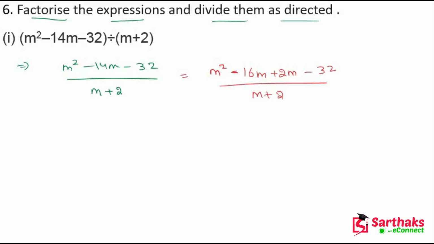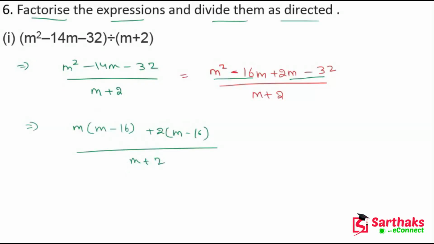Okay, yes. Now we have 4 terms, so we are making the grouping. First of all, we have to take the common from these 2 terms, and we have to take the common from these 2 terms. So here we are taking m as a common, so we get m minus 16. Here we are taking plus 2 as a common, we get m minus 16. Okay, understand? So we get m plus 2. Now we have again 2 terms, so we can take m minus 16 as a common, and we get m plus 2, and the result is m plus 2.